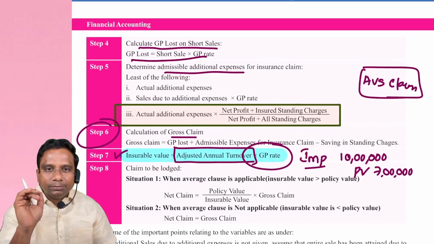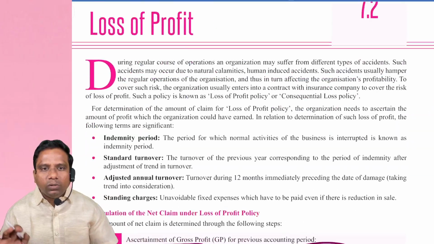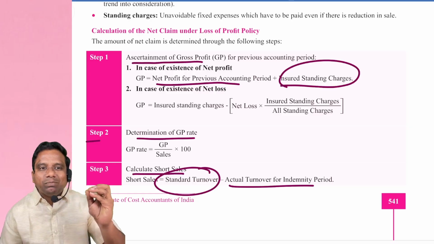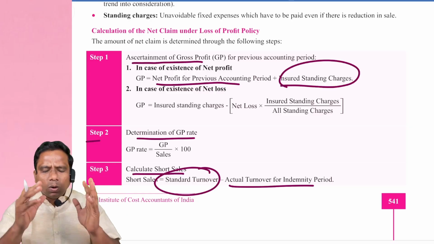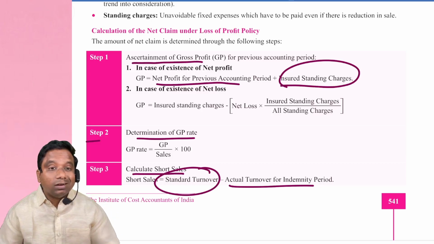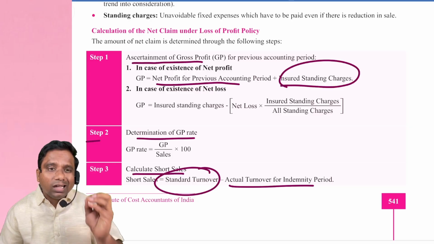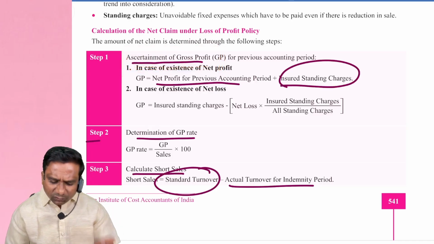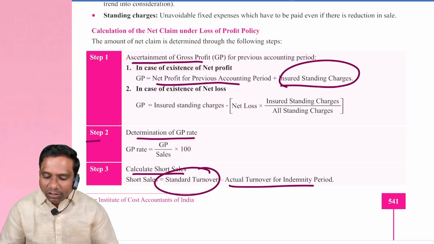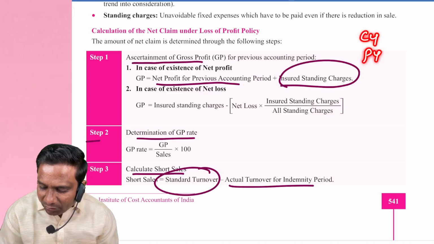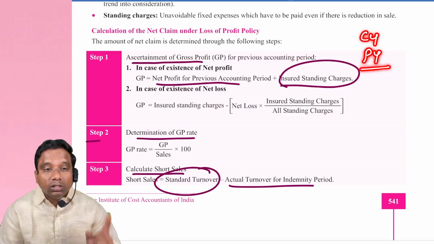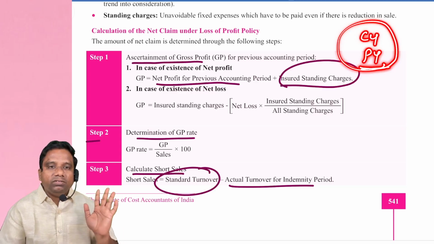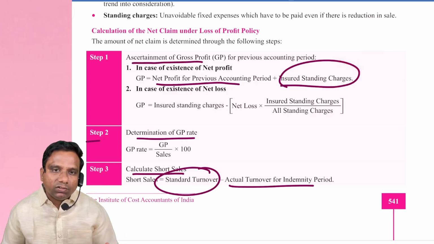Understood these steps, students? Don't learn by heart. Whenever you are solving a problem, don't by heart anything. Follow the step by step process. Whatever the problem on loss of profit, calculate these steps. First, calculate gross profit. Second, determine gross profit rate. So here they give you current year data and previous year data. By following this current year data and previous year data, we have to calculate these steps.